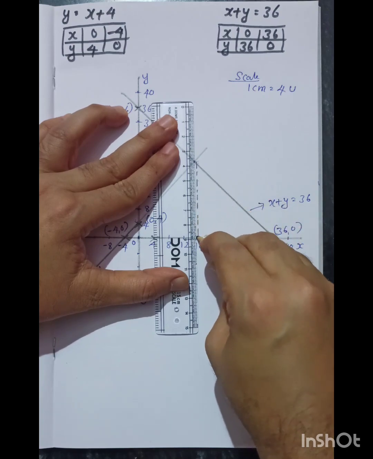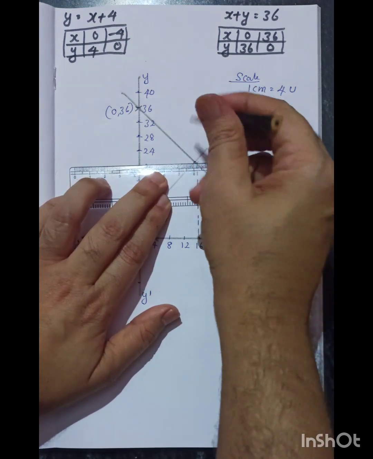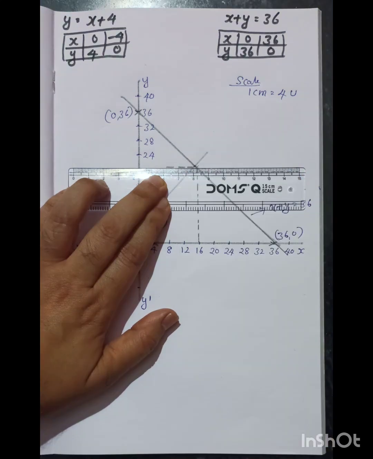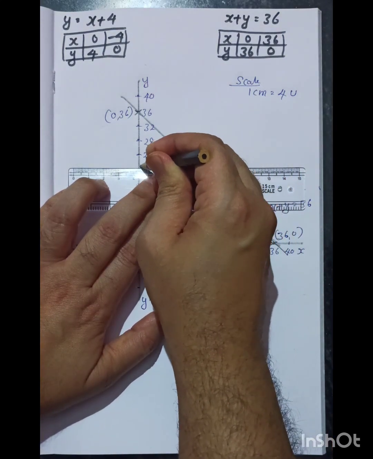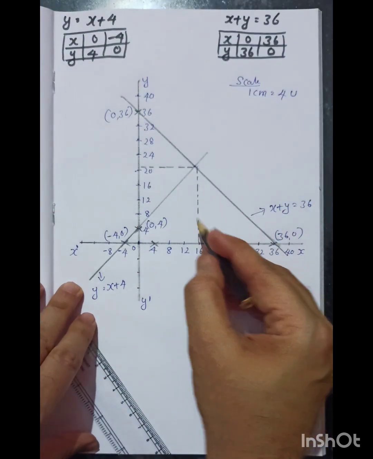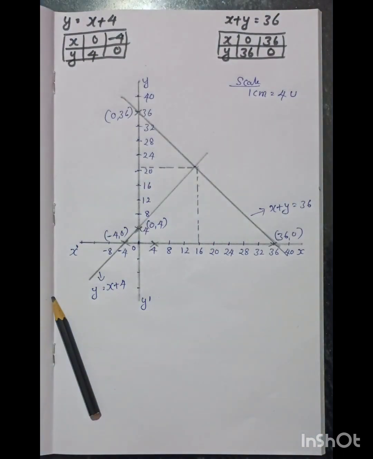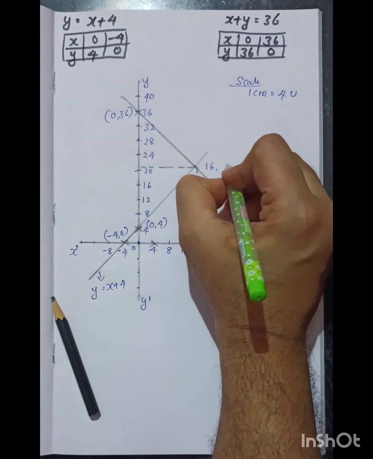So this line is going towards 16 on the x-axis, and on the y-axis this line is going towards 20. Now on x-axis it is 16, on y-axis it is 20. So I will write this as x-axis 16, comma, and on y-axis 20.